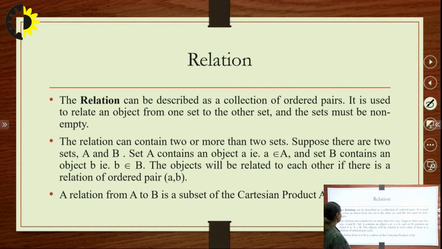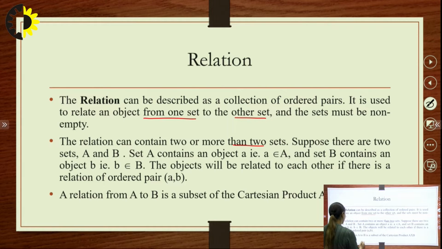First, what is a relation? A relation can be described as a collection of ordered pairs. It is used to relate an object from one set to another set, and the sets must be non-empty. This means that both the sets in which we are creating the relation should have some elements. A relation can contain two or more sets.